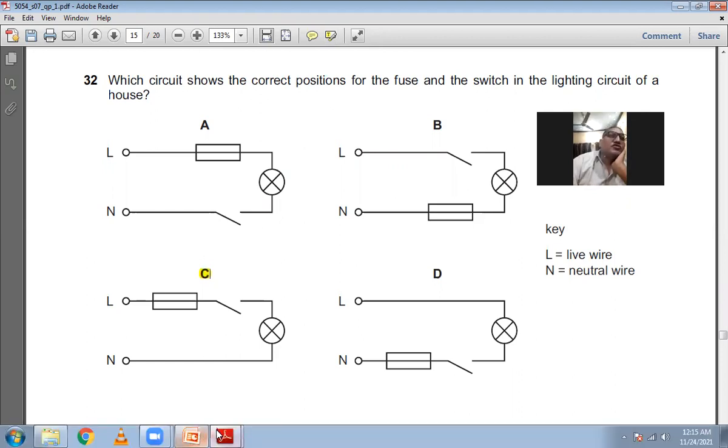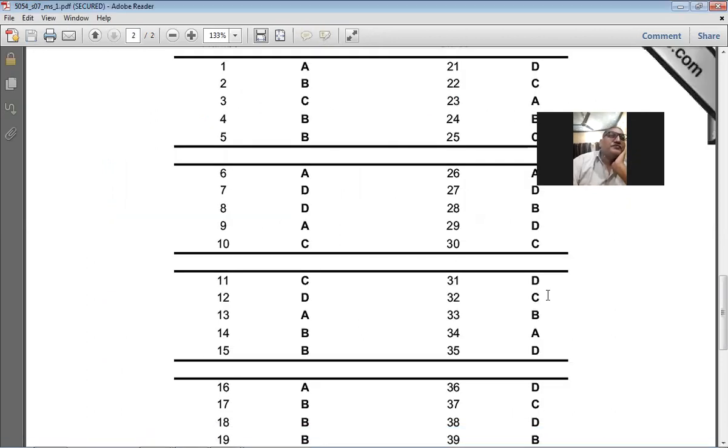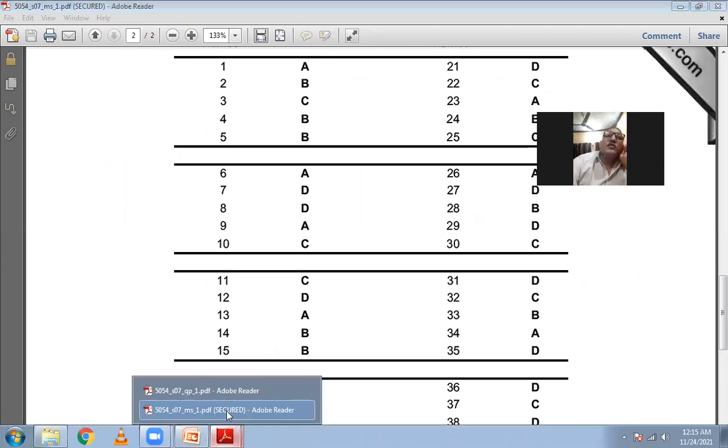Question number 32, C is the right option.